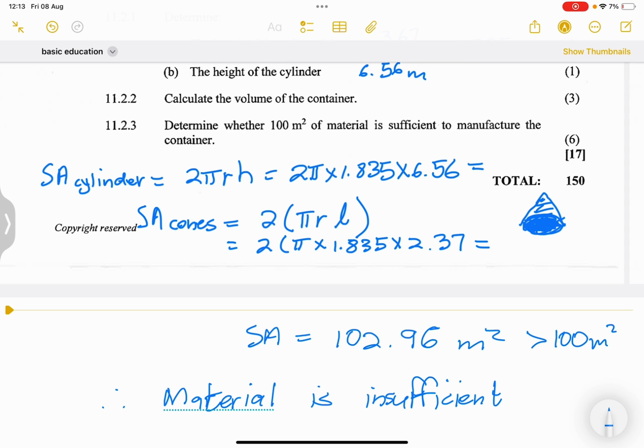I've done from question 1 all the way till question 11, and you would have earned yourself 150 marks. Please just take it one step at a time as you prepare for the exams, and I promise you that, looking at the questions that I've done, you'd be able to do well in your exam.